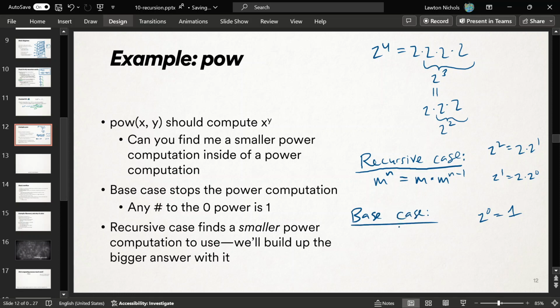So that leads us to a base case rule. We always need that. We need to stop our recursion eventually. So you ask me for m to the 0th power, I can immediately tell you that the answer is 1. That's the idea, right? The recursive case's job is to hand the problem off to a smaller power computation, and then once it gets its answer back, it can build up the original, bigger answer. Eventually it's working its way towards that base case, which is going to stop everything and start building things up. All right? That's that. Let's program it.